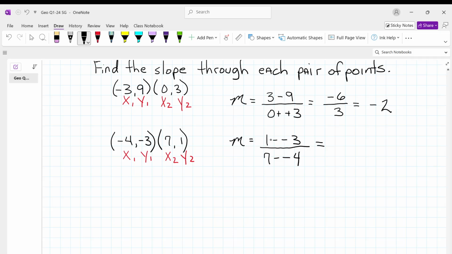And remember, when you're subtracting a negative, it's the same as adding. So 1 plus 3 in the numerator is 4. 7 plus 4 is 11. The slope of your line is 4/11. Any questions on finding slope?